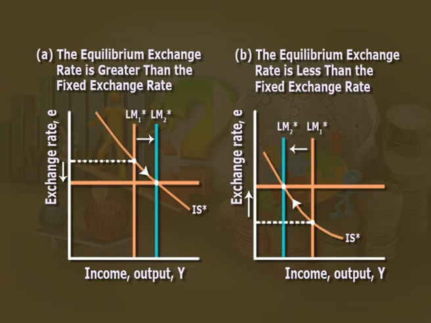In panel B, the equilibrium exchange rate is initially below the fixed level. Arbitragers will buy dollars in foreign exchange markets and use them to buy foreign currency from the Fed. This process automatically reduces the money supply, shifting the LM* curve to the left and raising the exchange rate.